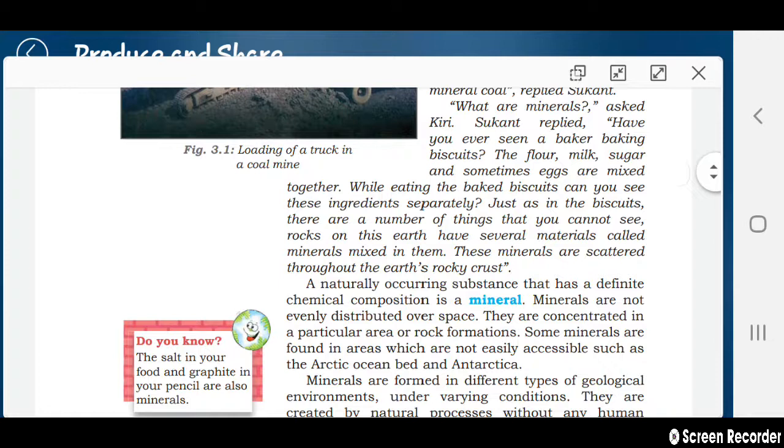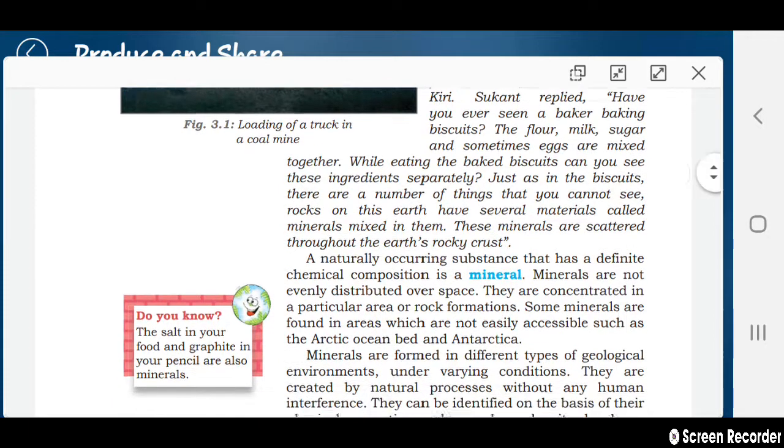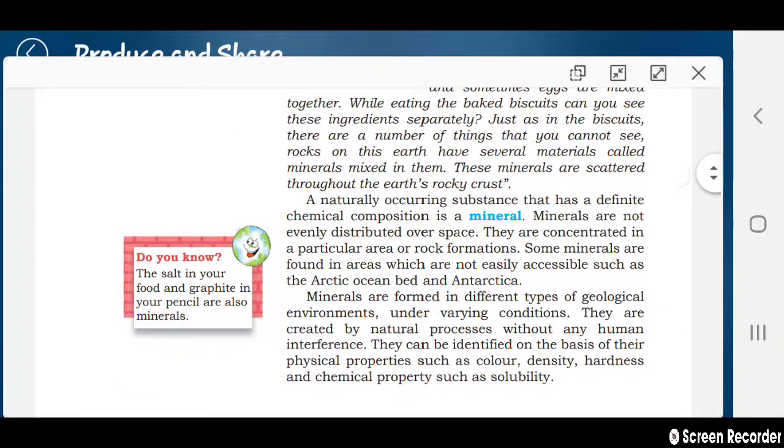Kiri asked, what are minerals? Sukant replied, have you ever seen a baker who bakes biscuits? The flour, milk, sugar, and sometimes eggs are mixed together to form that biscuit. While eating that biscuit, can you see these ingredients separately? No, you will see only the biscuit.